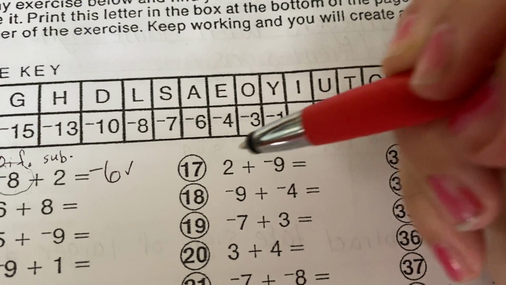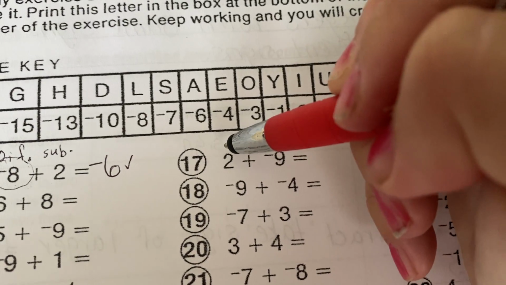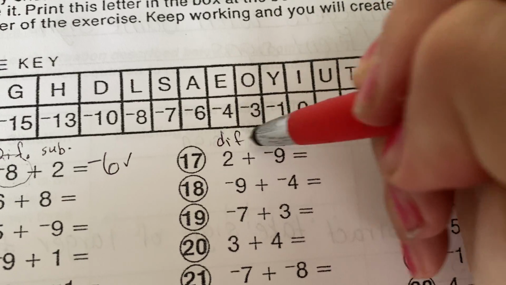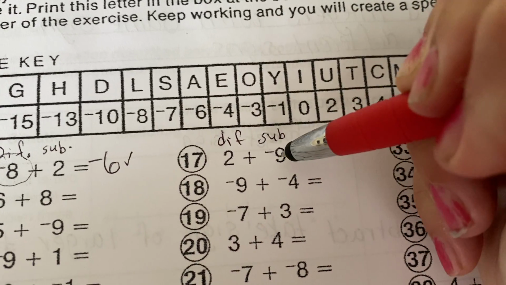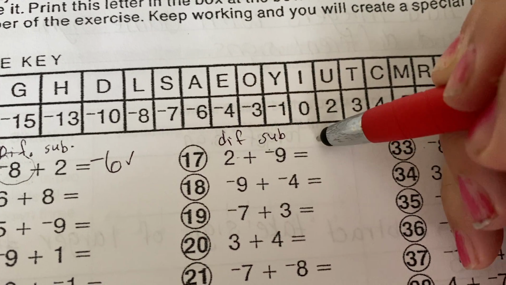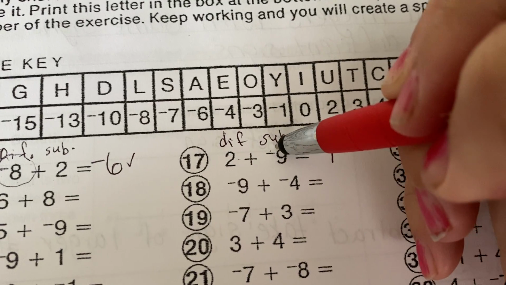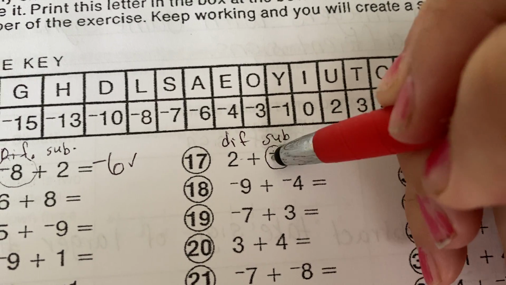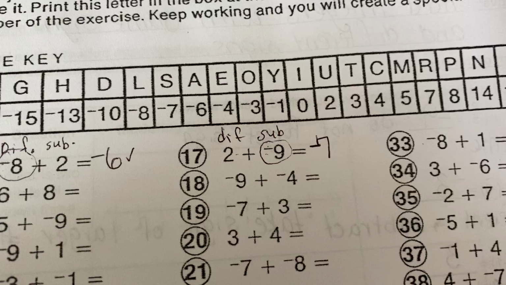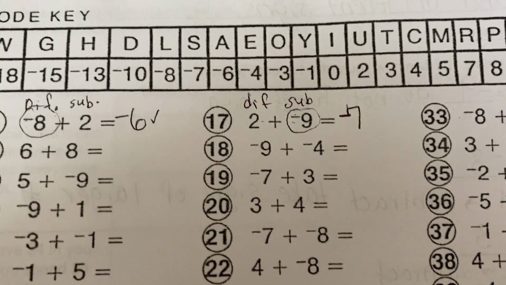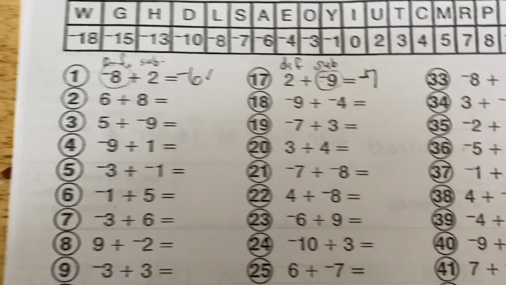Let's try this one. 2 plus a negative 9, okay? That's a positive and a negative. They're different. I have to subtract. 9 minus 2 is 7. I circle the larger number, which has a negative, and I put that negative together. Okay, a lot of them, I'm trying to show a different example.